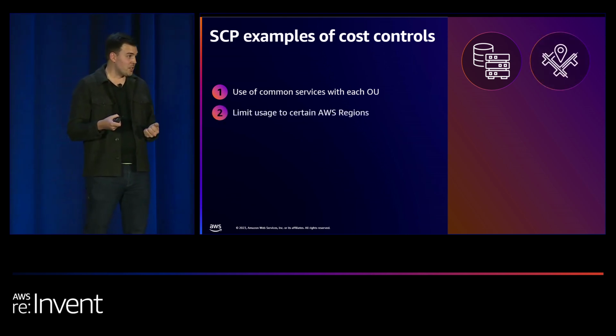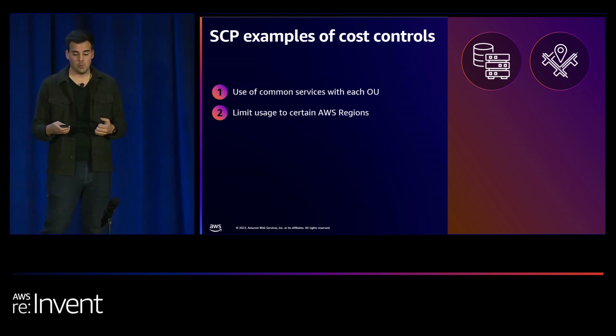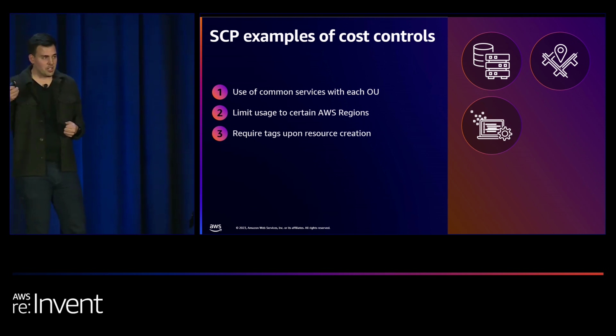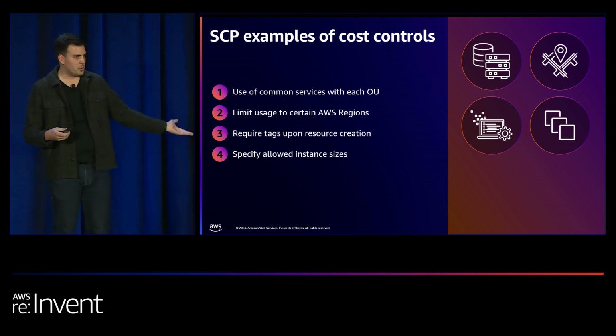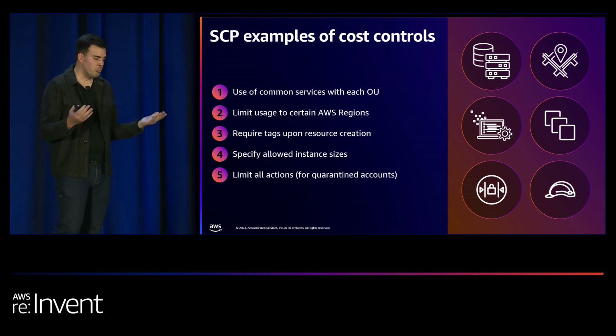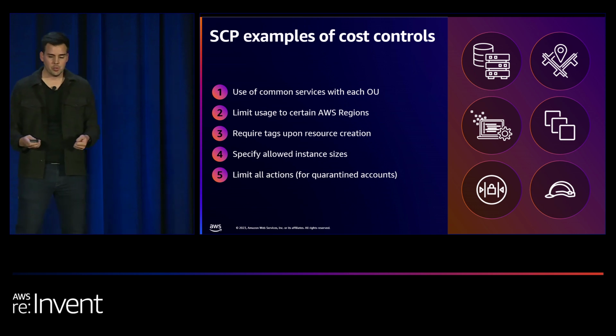Regions have different costs, so you can use service control policies to limit actions and resources being created in only approved regions. Requiring tags upon resource creation will be important as we talk about tags real quick here. Specifying allowed instance sizes, which we shared an example of in the slide before. And then quarantining accounts, of course, to limit all of the actions in an account once it's hit a limit or once the account is suspended and no longer in use and waiting for a deletion.